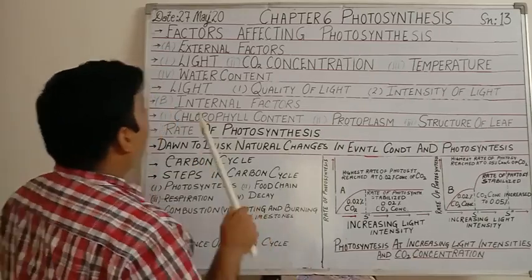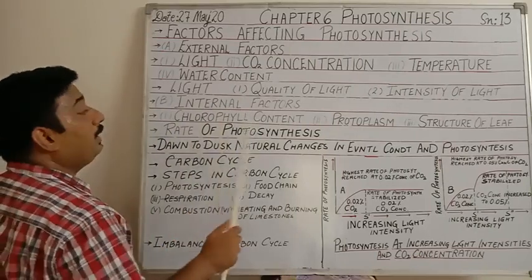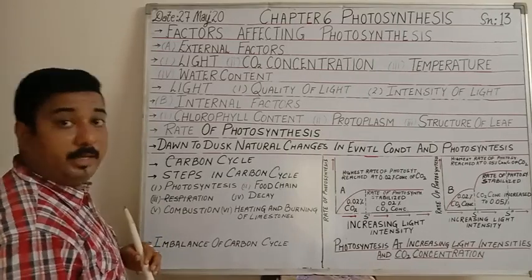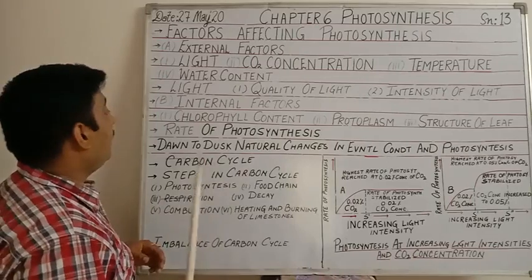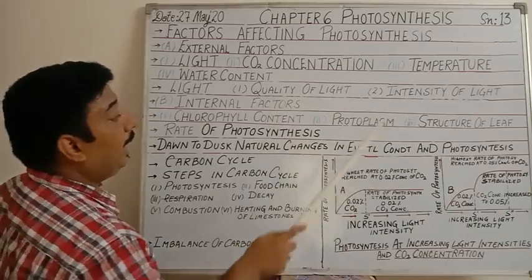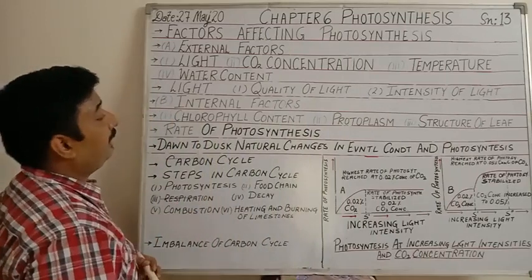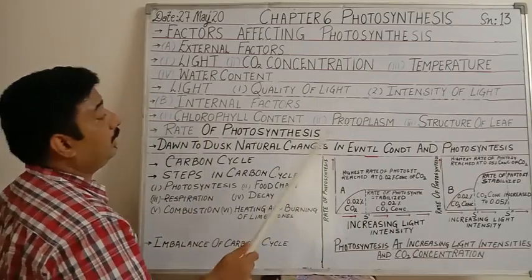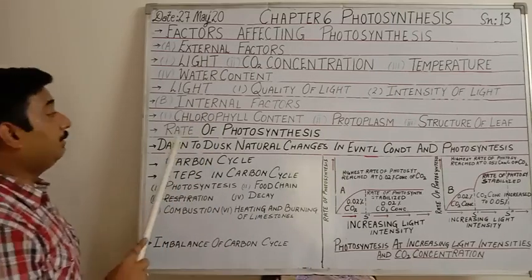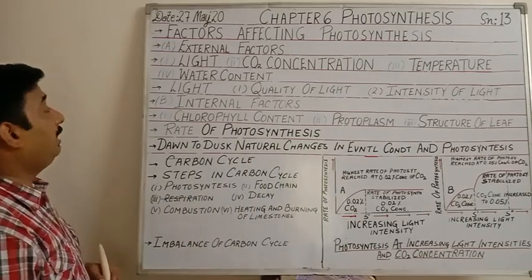Moving further, there are some internal factors also. The internal factors that we'll be studying are chlorophyll content. As we all know, chlorophyll is the green color pigment and it plays a very important role in the photosynthetic reaction. We'll also be studying protoplasm, the living material of the cell, and the structure of the leaf, which plays a very important role. These all come under internal factors. After completing this, we will be understanding the rate of photosynthesis, and how the rate of photosynthesis is affected by various factors.